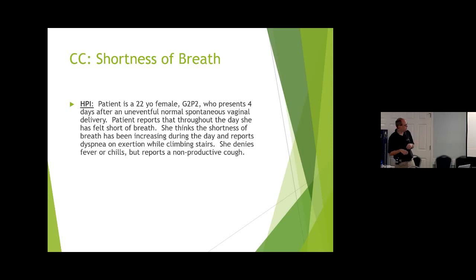This is a little bit longer case I'm going to go over, and this is one that I was involved in. I got brought in sort of late in the case, and it was sort of a delayed diagnosis. It's a young female, 19 to 22 years old. It's her second pregnancy. She delivered with no problem. Four days afterwards, she started having worsening shortness of breath. She's short of breath during the day, dyspneic on exertion, feels bad climbing stairs. No fever, no chills. She's coughing, but not really bringing up anything.